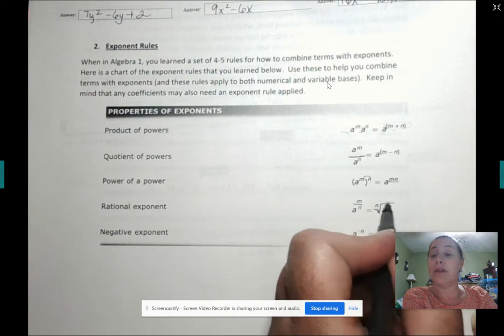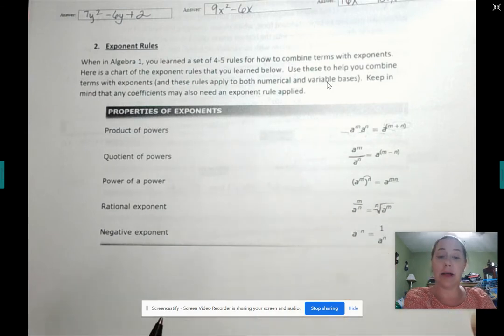You can also do the reverse. You could take something that looks like this as a radical and rewrite it as a rational exponent.